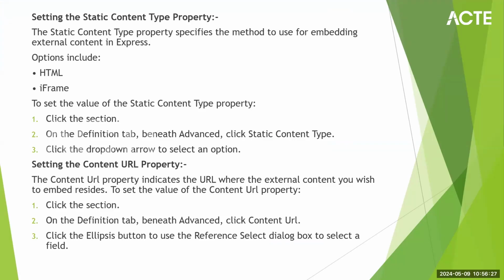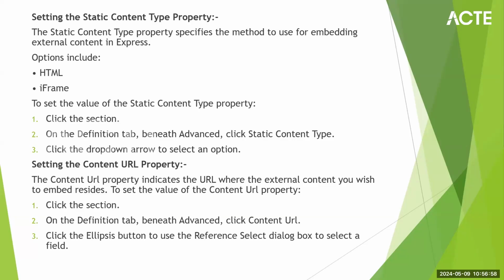If you want to give any value for that particular static content type, click on the section, on the definition tab beneath advanced, click static content type and click the drop down arrow to select an option. If you have any particular static content to be displayed, like, today click on that particular link to join the Duck Creek training, you can give the text there.